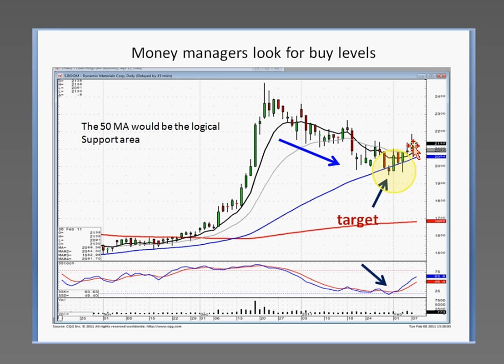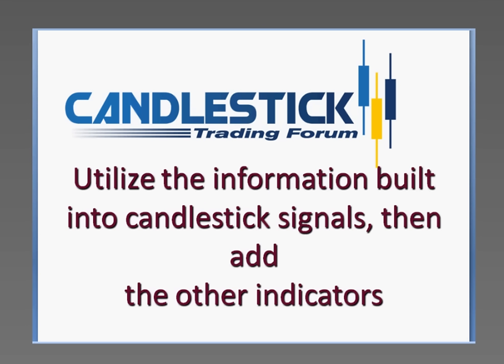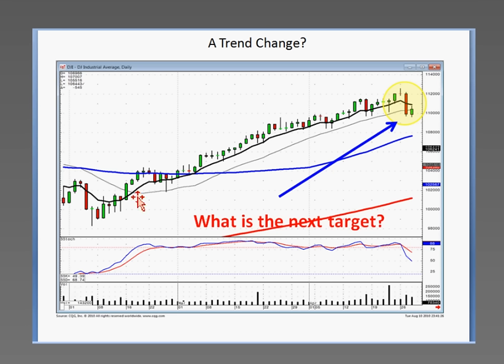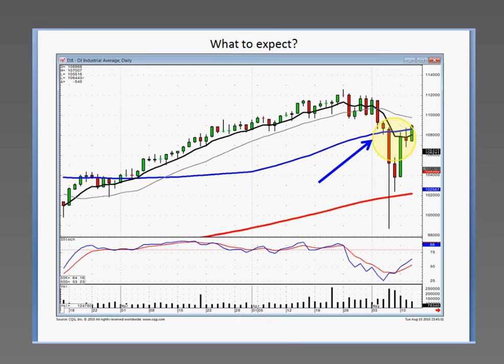Once it hits that target, that's where we have the advantage with candlestick analysis to see immediately what's going on in investor sentiment when it gets to that level. So we can use the information that's built into the candlestick signals as well as using the other indicators such as our T-line, that if we can see there's been a change of investor sentiment, now what are we looking for? What is our next target? Well, we want to see what they're going to do at the 50. If they breach the 50, what's our next target? We're going to see what's going to happen when they get down to the 200.